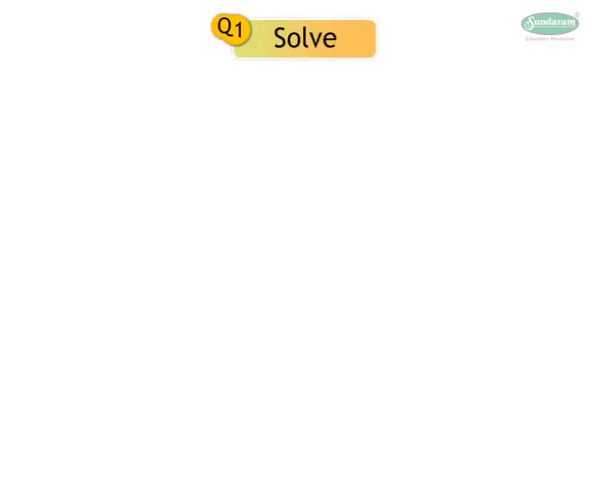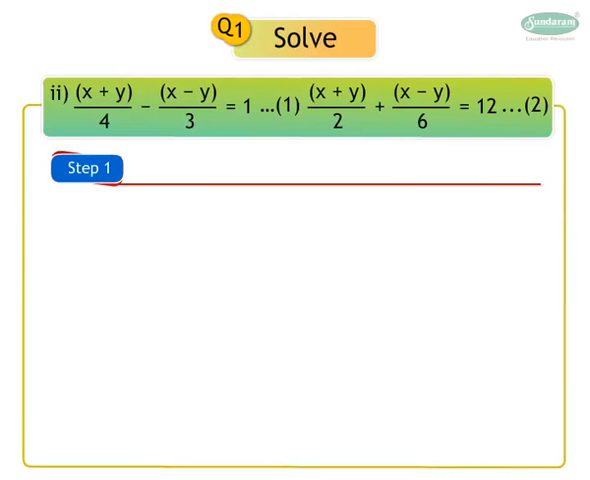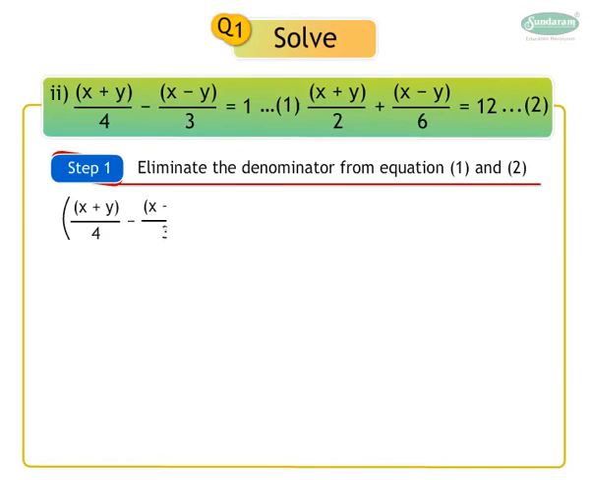Question 1. Solve. 2. The first equation is (x plus y) upon 4 minus (x minus y) upon 3 is equal to 1. The second equation is (x plus y) upon 2 plus (x minus y) upon 6 is equal to 12. Step 1. We first simplify equations 1 and 2. First, we eliminate the denominators from equations 1 and 2.